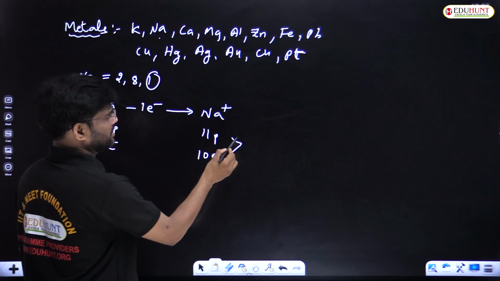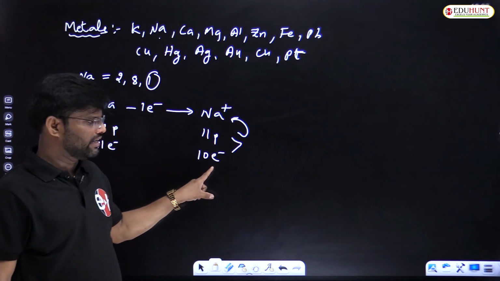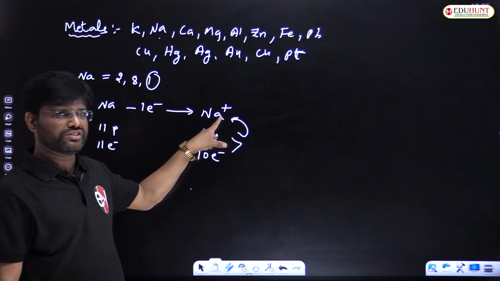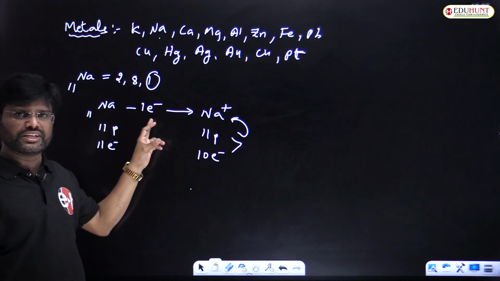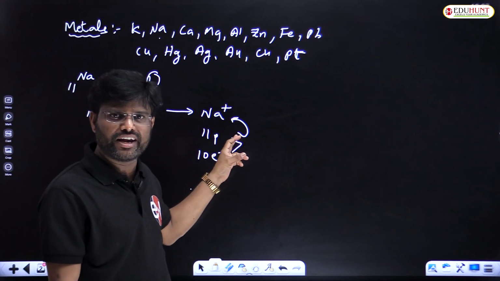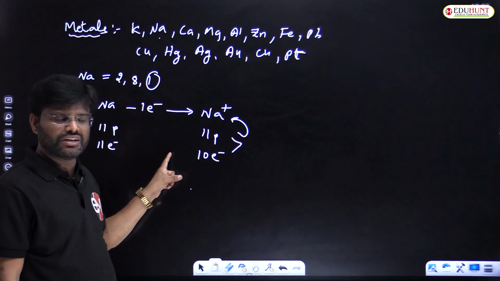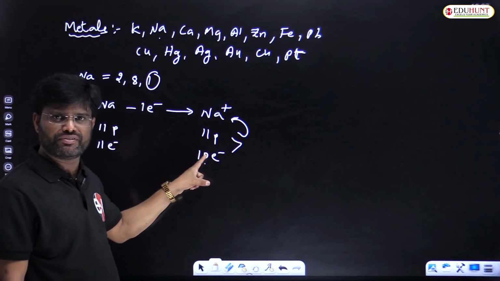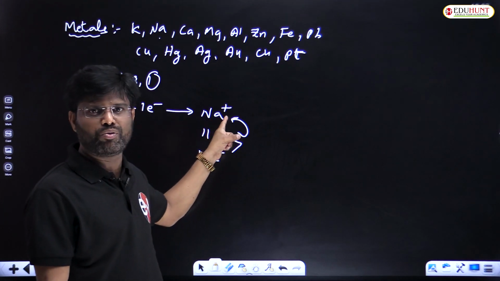So the difference gives Na plus. See, here one proton is more than the electrons, so one more proton is present. That's why I am showing plus. Okay, children? Sodium loses one electron and forms Na plus, because we are removing electrons, not protons. That's why here 10 electrons and 11 protons, the difference is one proton, and proton charge is positive. So that's why I am showing positive.